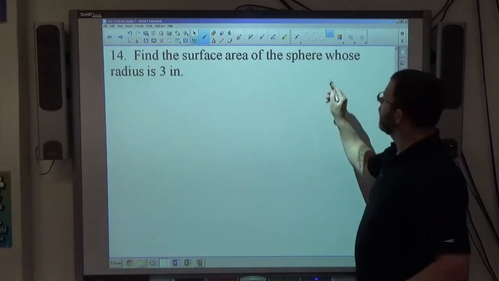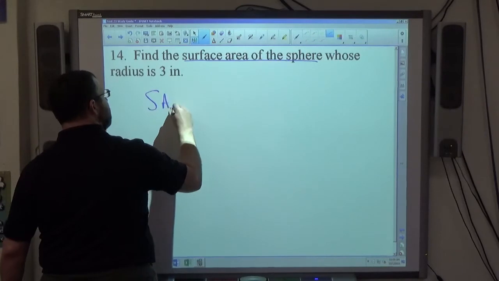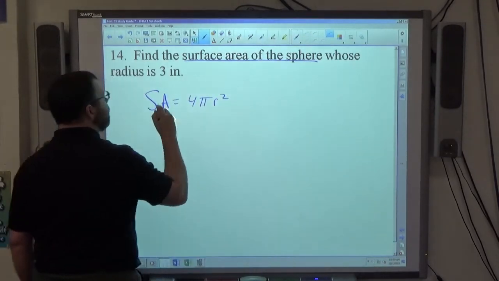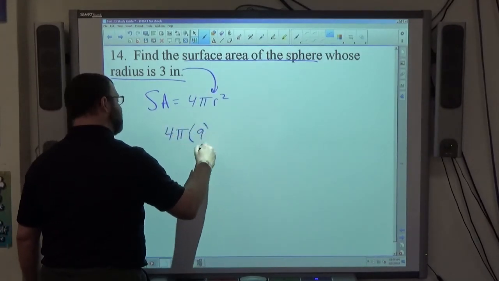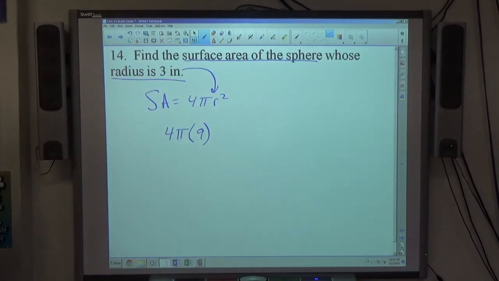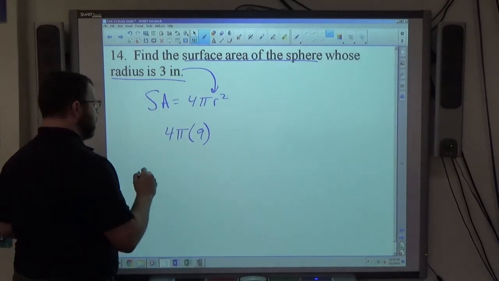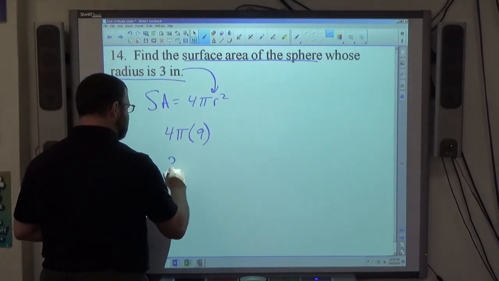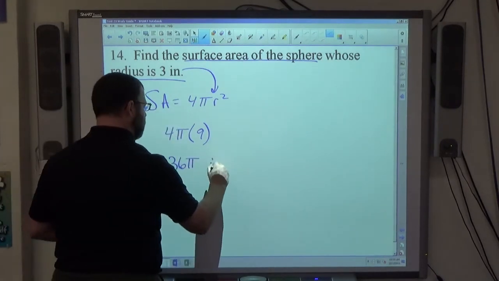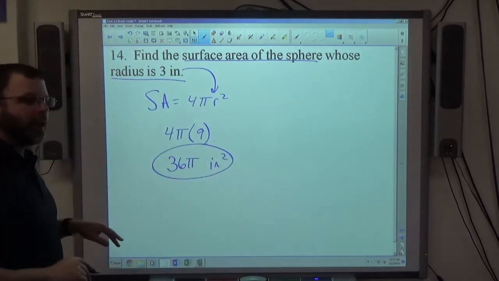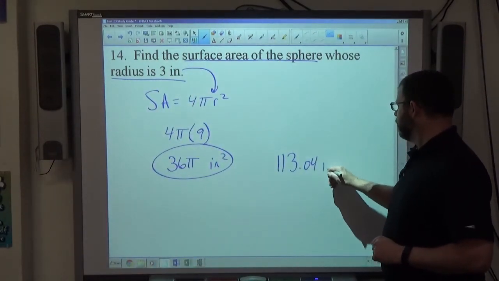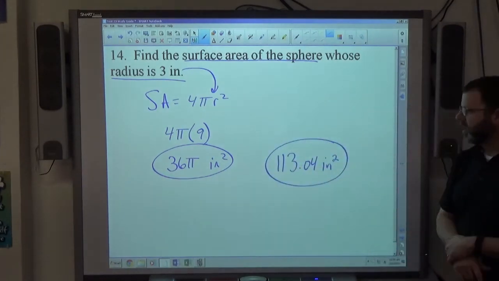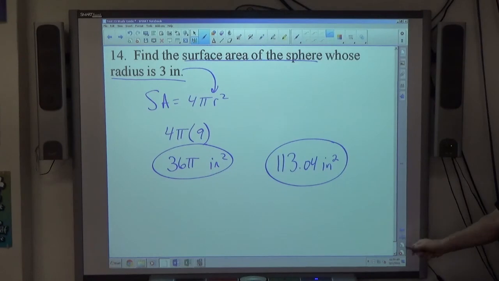Number 14, surface area of a sphere. The surface area formula for a sphere is 4 pi r squared. The radius is 3 inches, that's r, so it's going to be 4 pi times 9. I recommend squaring it in your head if it's easy enough to do so. If you want to write 3 squared, you can. Just make sure you square 3 first before you multiply the 4 pi. So 4 times 9 is 36 pi inches squared. I'm perfectly fine with that answer. If you want to approximate pi with 3.14, 113.04 inches squared is also the correct answer. Take your pick. I'll take either answer.